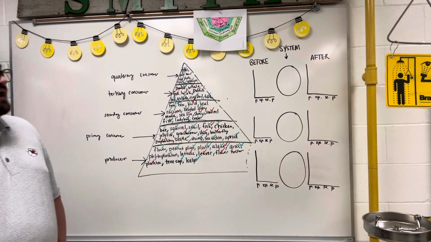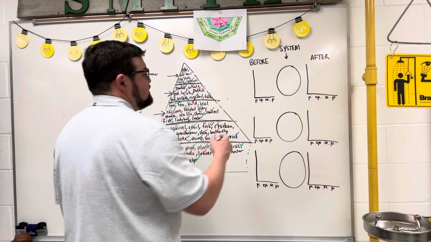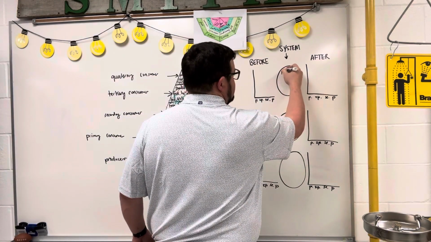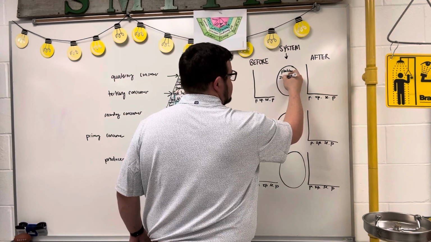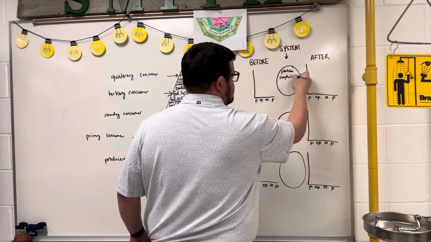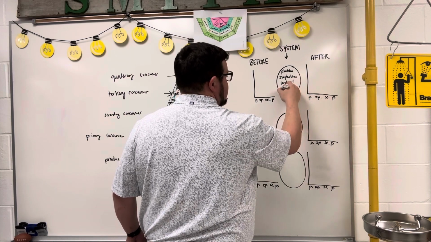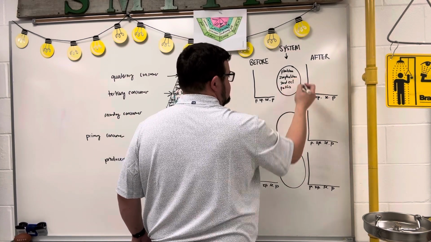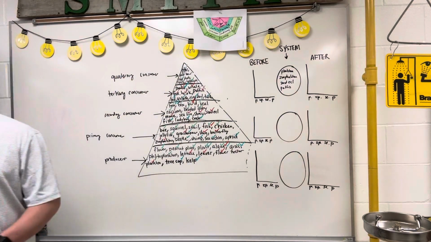Okay, and at the start, I'm going to list those organisms in the system. So I can write them out. Plankton, zooplankton, sand eel, and puffin. Okay? And all of these are in my ecosystem, right?